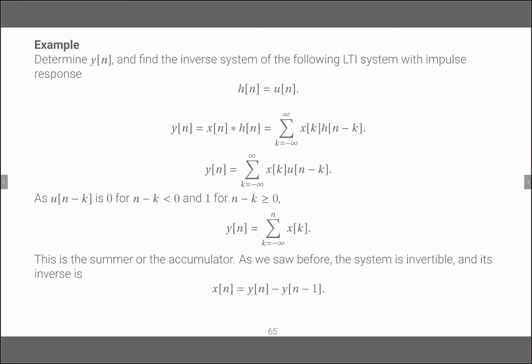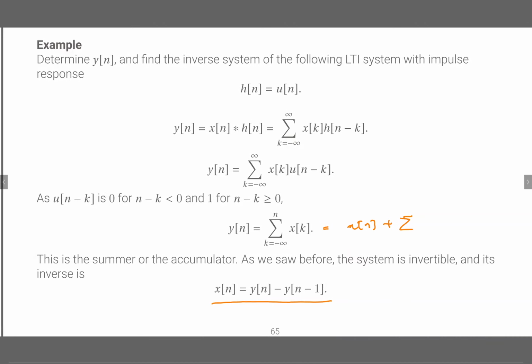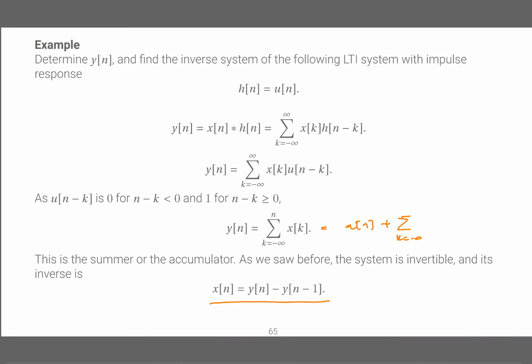So this is the summer, or the accumulator. As we saw before, the system is invertible and its inverse is this one. So how do you find that inverse? We can write this as x[n], the last value, plus the summation over k from minus infinity to n minus 1 of x[k]. Then we realize that this is equal to y[n minus 1]. So therefore x[n] can be found like that: x[n] = y[n] minus y[n minus 1]. So that is the inverse.